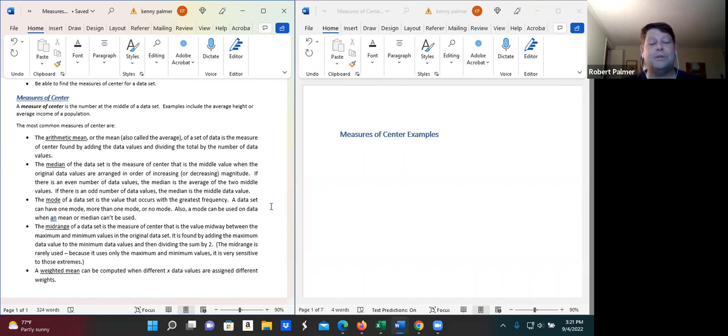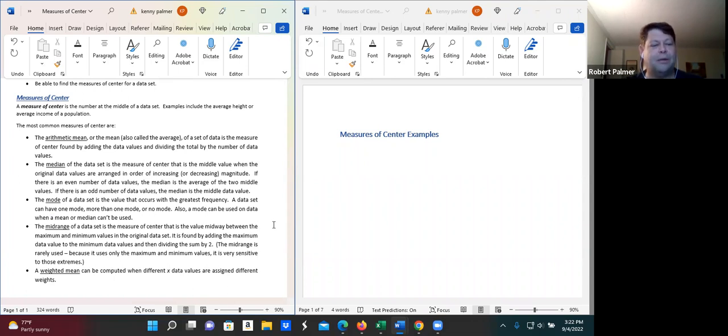A mode is also useful because it can be used for data in which the mean or median can't be used. For example, people who are going to become parents often want to know what the most popular baby name is. That would be a mode. I just realized I made a little typo there, and I can fix that. Good. So the most common baby name would be a mode. Or, for example, car companies often want to know the most popular or best-selling car color. That's also a mode.